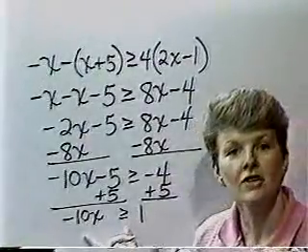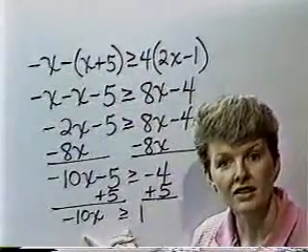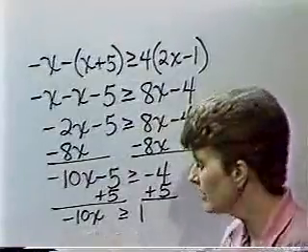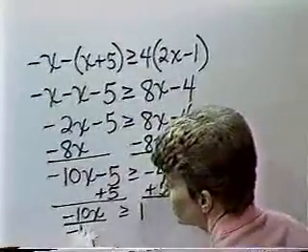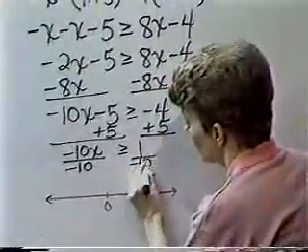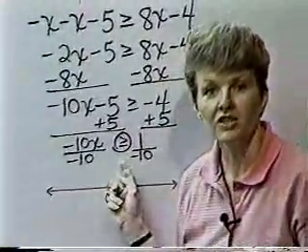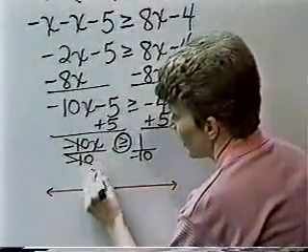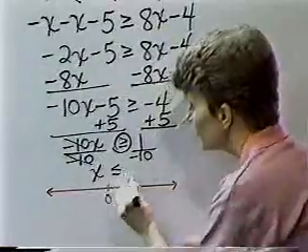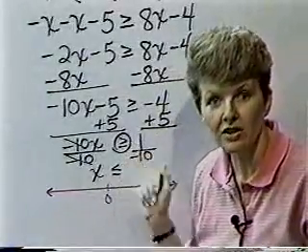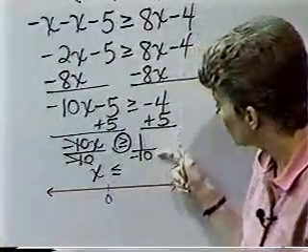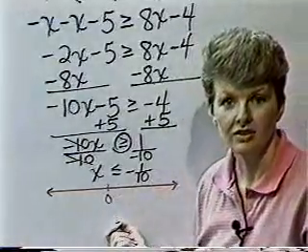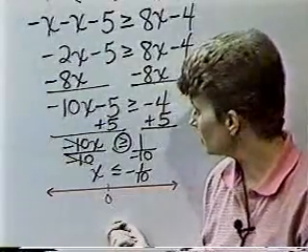Then to finish solving for x, I'll divide both sides by the coefficient of x. I'll divide both sides by negative 10. Now I'm dividing by a negative number. That means I must reverse the direction of my inequality sign. Then when I simplify, I'll have x less than or equal to, I reverse the direction of my inequality sign, and then 1 divided by negative 10, negative 1/10.